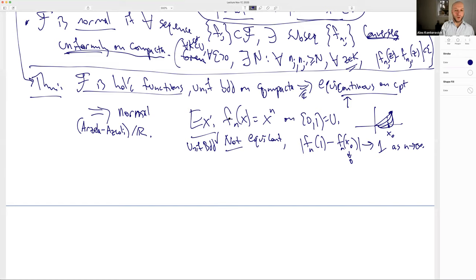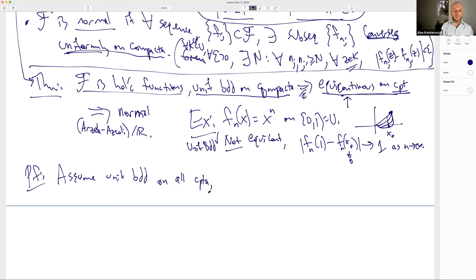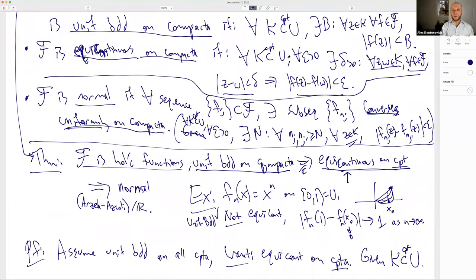Okay. So we're assuming that we are uniformly bounded on compacta. We have to prove equicontinuity on compacta. So proof: assume uniformly bounded on all compacta, and now want equicontinuous on compacta. So if we want equicontinuity on compacta, we're given some compact subset of U. Again, uniform continuity, we're given this, and we're given epsilon.